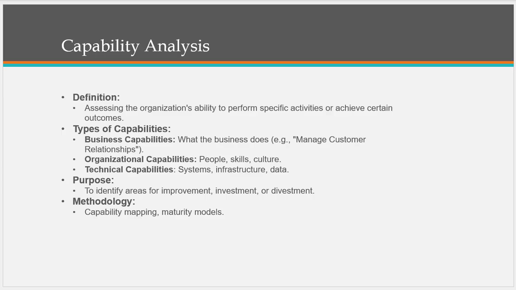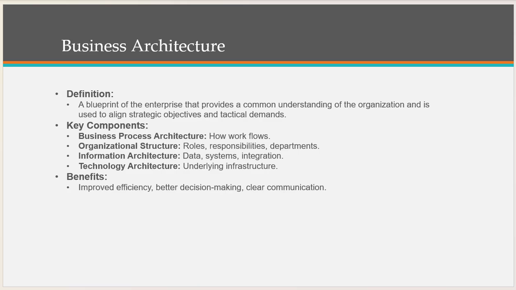All these things are there to improve capability, and they analyze the ability to perform the specific activities of the organization. The methodologies used for capabilities are capability mapping and maturity models. So let's move on to the next slide, which is business architecture. Business architecture is a blueprint of the enterprise that provides a common understanding of the organization, and it is used to align strategic objectives and tactical demands.